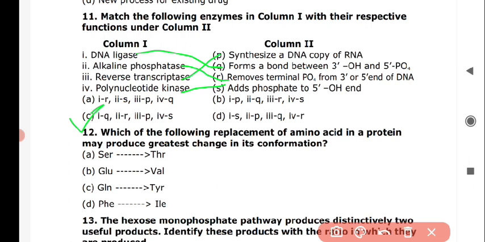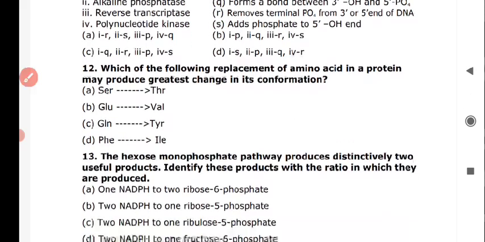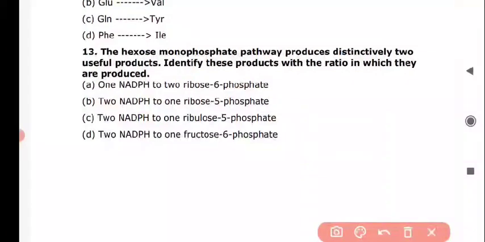Next question is, which of the following replacement of amino acid in a protein may produce greatest change in its conformation? And the correct answer is option B, glu to valine.